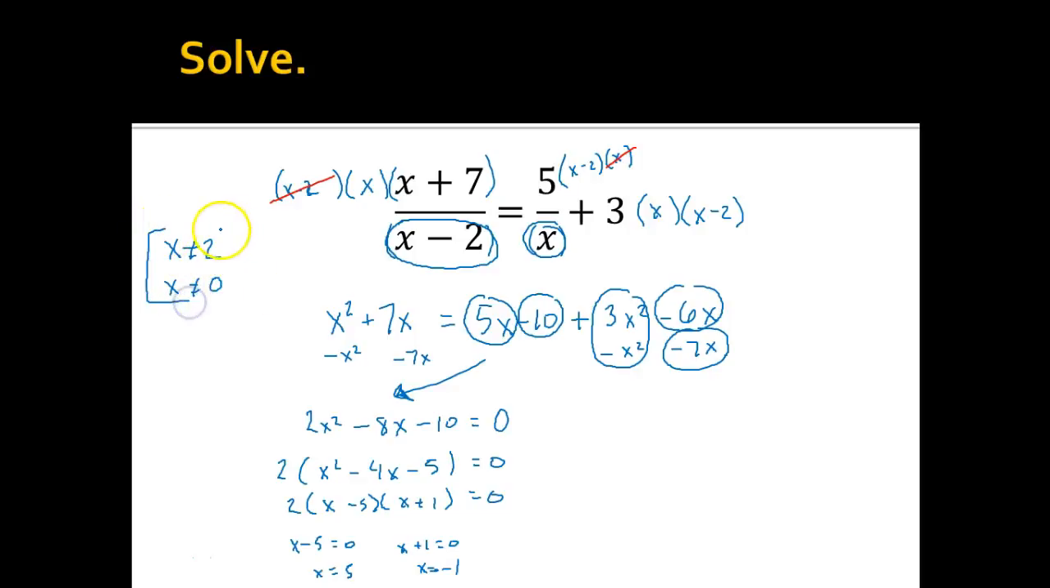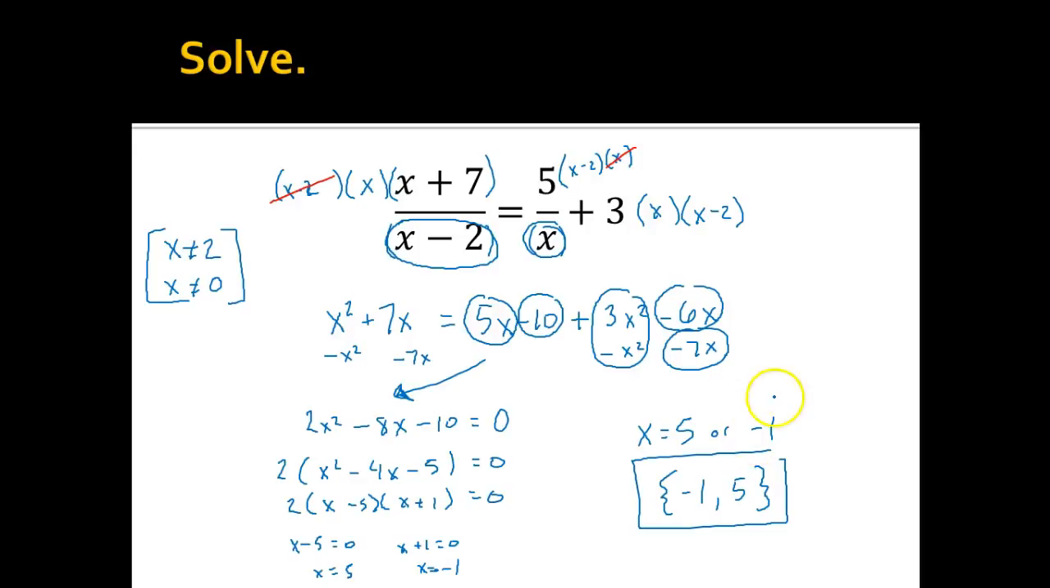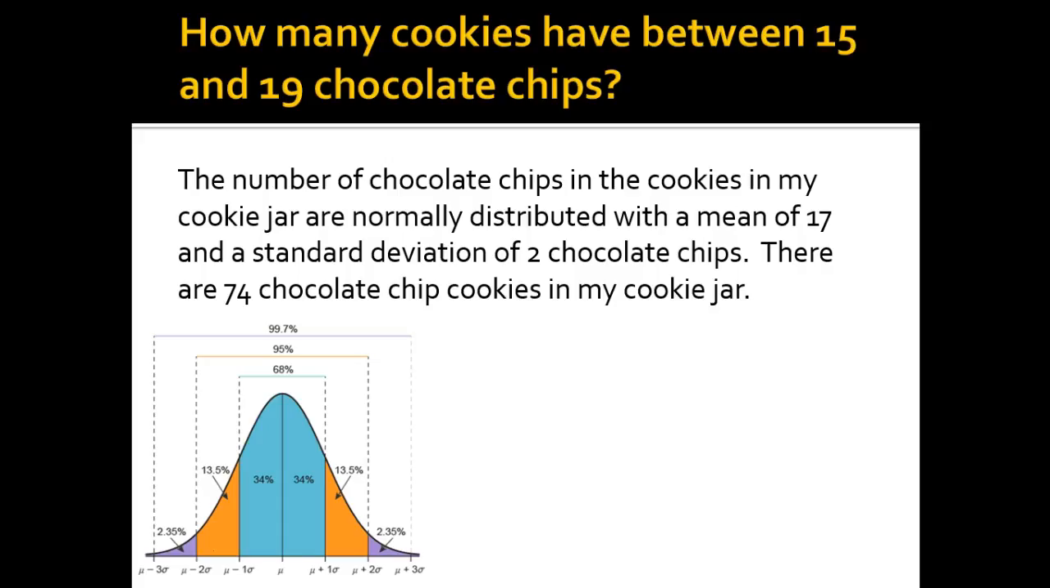We can't have x be any of those numbers. And when we solved this, it turned out that x did not equal either of those numbers. X equals 5 or negative 1. Those are the answers. So we would say these are the numbers that x equals, and that's our solution. We can check our answers by plugging them back into the original equation and making sure that they're true. But that's it.